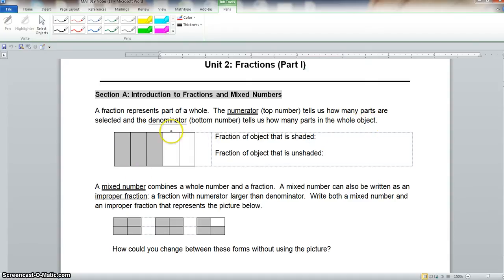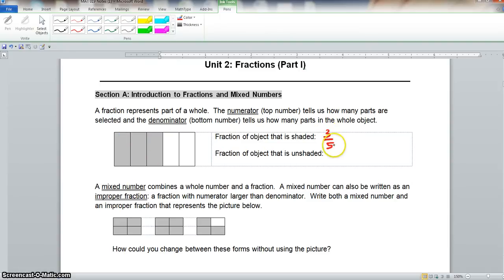For example, we have this object here. We notice that it is cut up into 5 different parts here. We have 3 shaded and 2 non-shaded. It says fraction of objects that is shaded. So then we would take the denominator would be the parts of the whole, which is 5 parts. So we would put that in the bottom. And then our numerator would be the shaded part, which is 3.